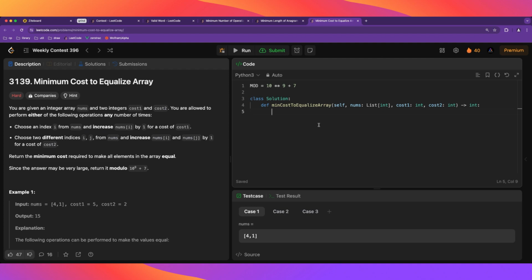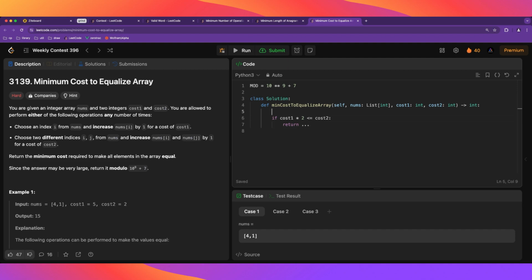So we can start by checking that. Well, if the cost 1 times 2 is less than or equal to cost 2, then we just want to return the cost by changing all of them, all of the operations. We're going to use cost 1, right? Because it's cheaper.